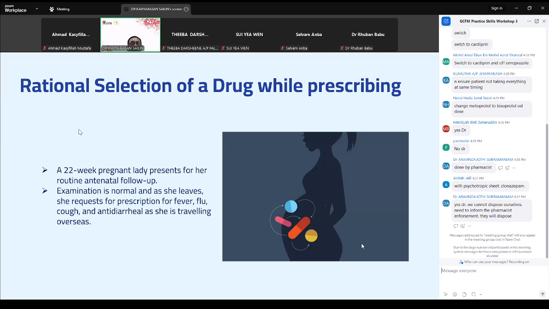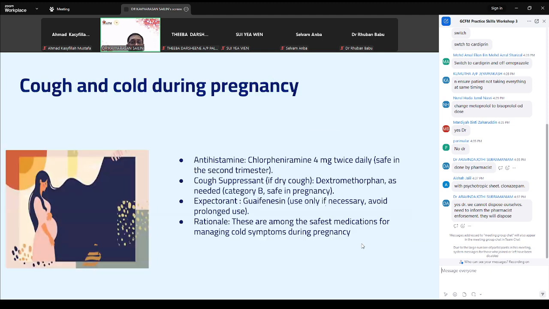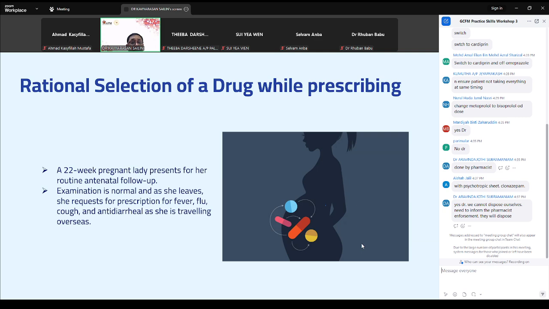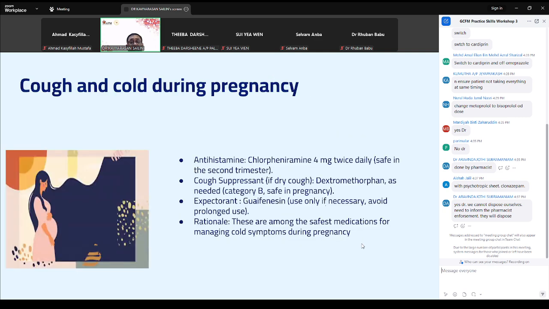Now, just a simple case scenario which we encounter every day. A pregnant woman comes for antenatal and then says, doctor, I'm going overseas. Can I have fever, flu, cough, and antidiarrheal medicine? So what are you going to do? Always remember which month it is. See, this is 22 weeks. So as I mentioned, the first 2 months is the period where there can be insult to the baby.